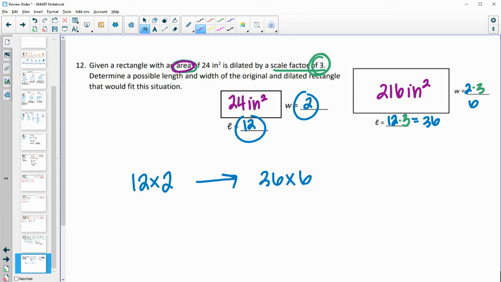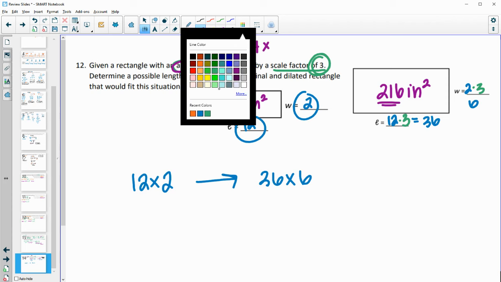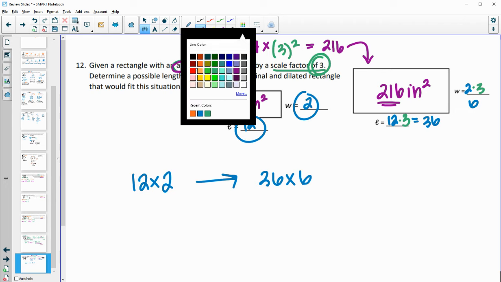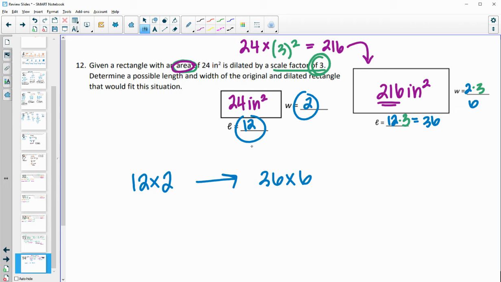And if we did 24 times 3 squared, 24 times 9, that would also give us this. So if we took our original area times our scale factor squared, that would give us that area of 216 as well. Another way you could have done it is multiplying these, then finding two lengths that multiply to 216 and dividing to go backwards. So there's a couple different ways to tackle this.